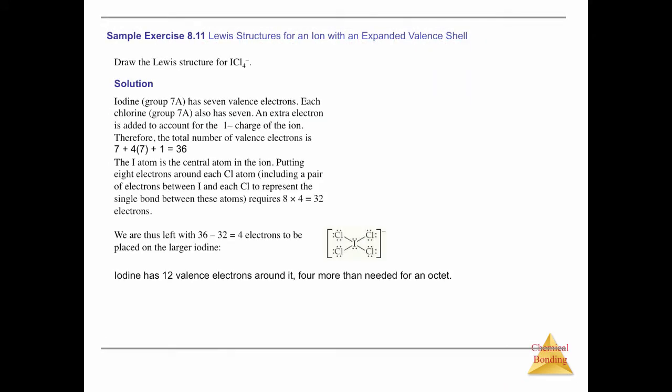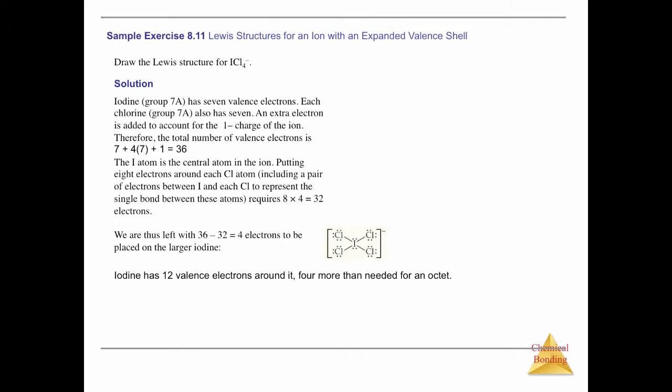Sample exercise 8.11, Lewis structures for an ion with an expanded valence shell. Draw the Lewis structure for ICl4-. Iodine is in group 7A. It has 7 valence electrons. Each chlorine also has 7 valence electrons. And an extra electron is added to account for the -1 charge on the ion. Therefore, the total number of valence electrons is 36.